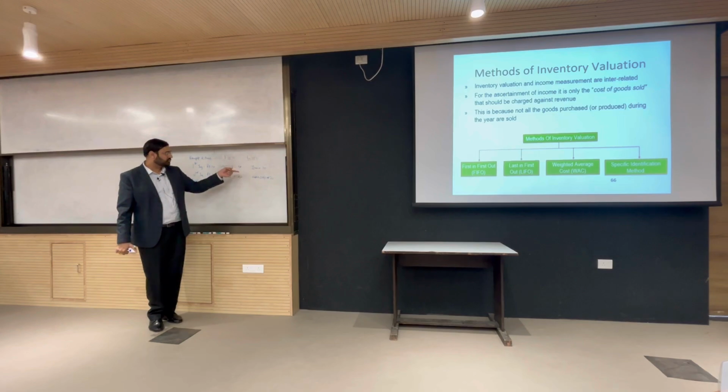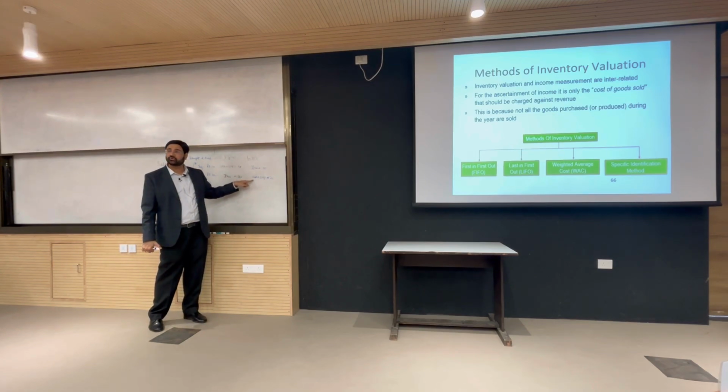Under LIFO, the reverse is there. The second one is sold, last in, first out. So, this one is sold, so cost of goods sold is 20, inventory is 10.